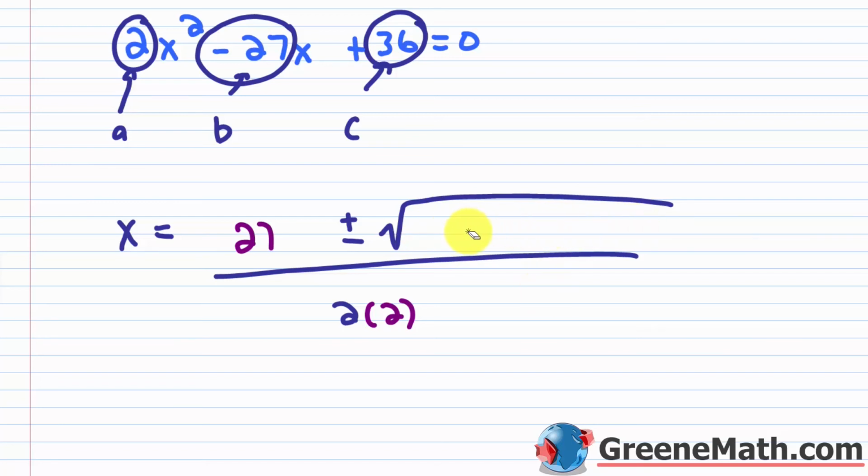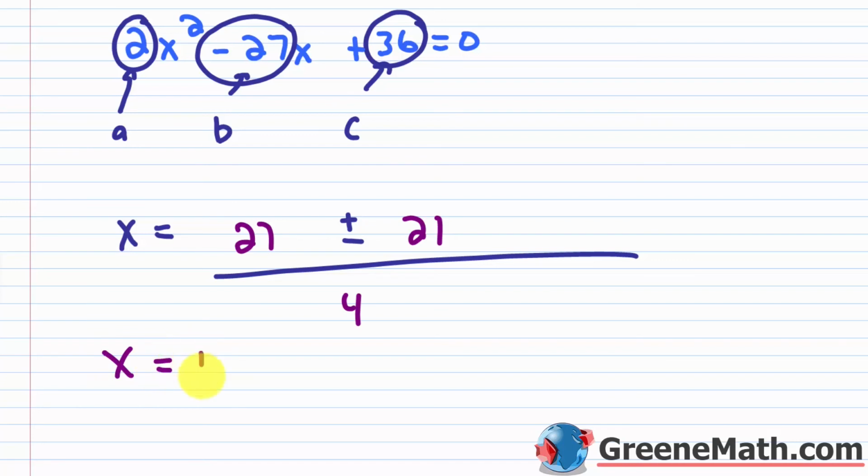If I took the square root of 441, I would get 21. Okay, so this is 21 here. And then 2 times 2 is 4. Okay, so we're going to get 2 answers. You're going to find that one of them doesn't work, but we'll get to that in a minute. So 27 plus 21 is going to be 48. 48 divided by 4 is 12. So x equals 12. And then also 27 minus 21 is 6. 6 over 4, you can say that's 3/2 or 1.5.